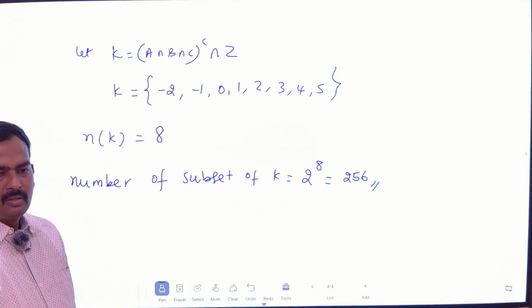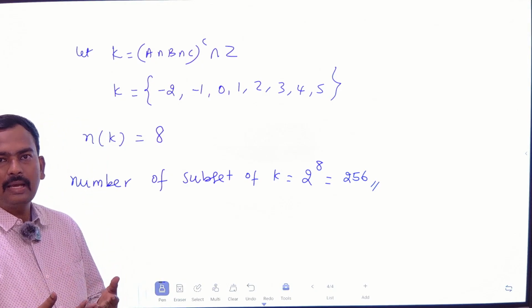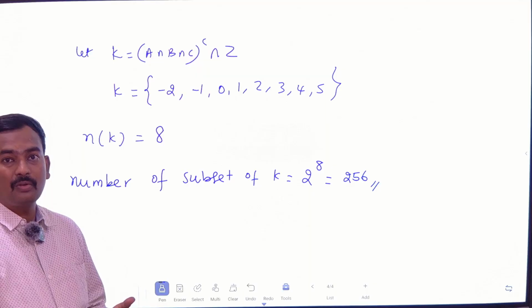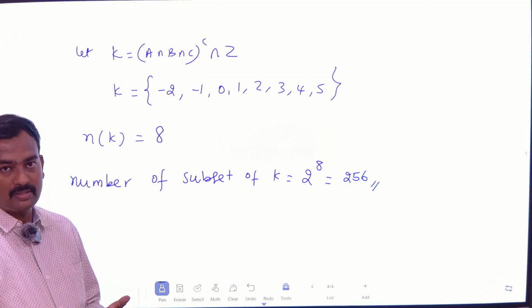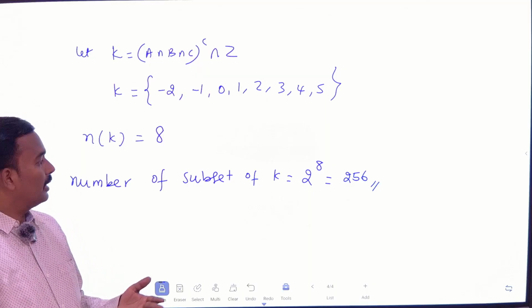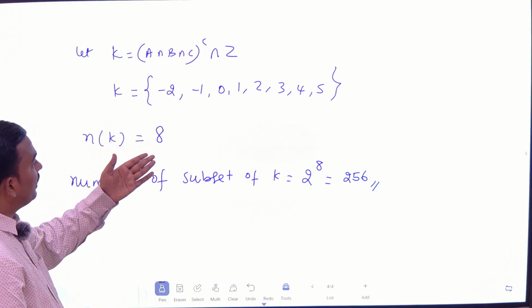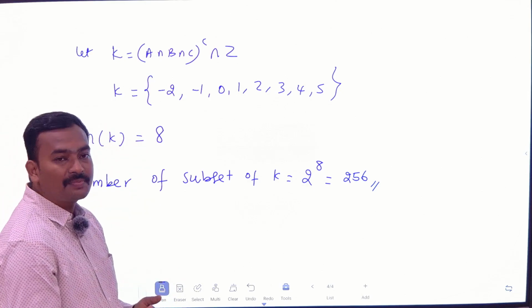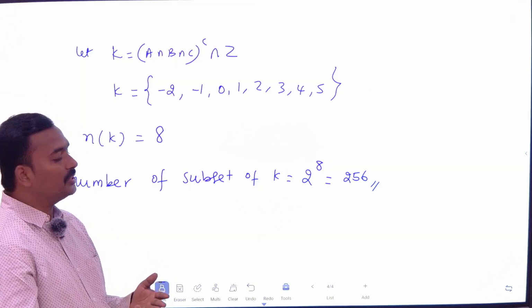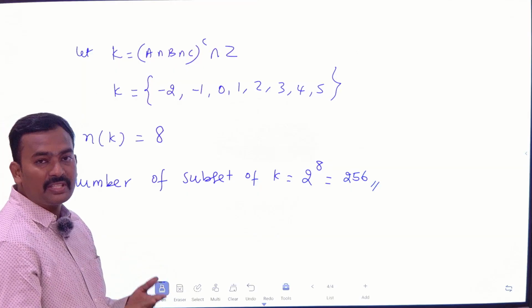Understood? Suppose A consists of one element, how many subsets are there? 2 power 1, that is 2 subsets: the empty set and the whole set. Like that, if 8 elements are there, how do we find the number of subsets? 2 power 8. 2 power 8 is 256, your answer.